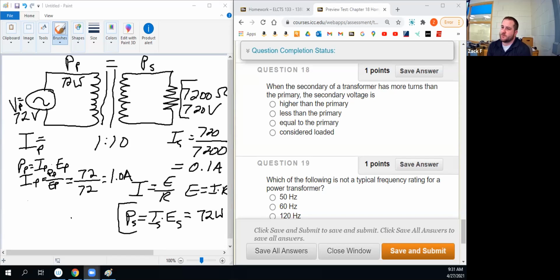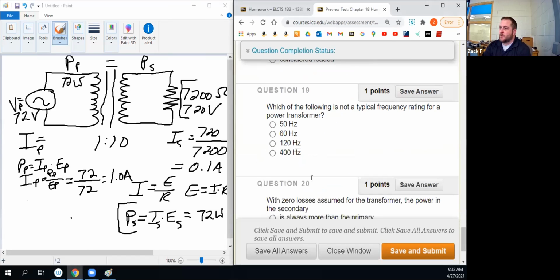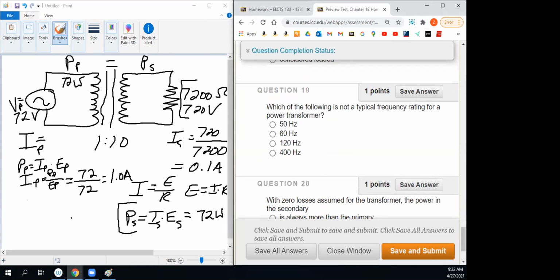Secondary has more turns than the primary. That means it's higher than the primary. Which of the following is not a typical frequency rating for a power transformer? 120.